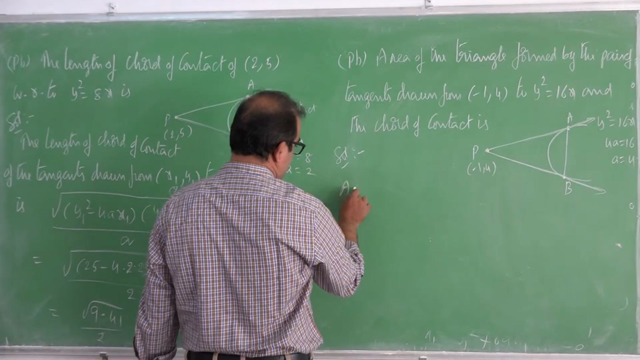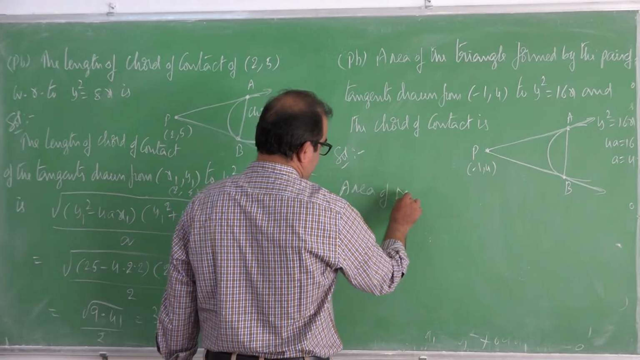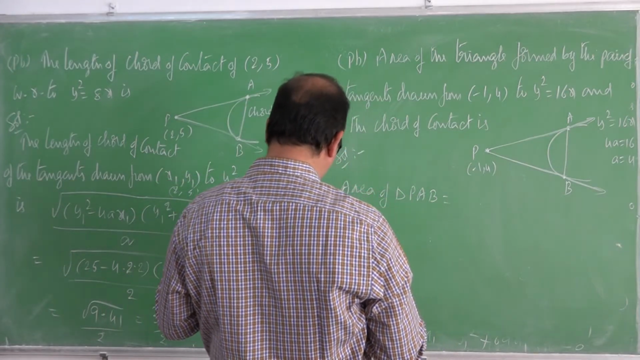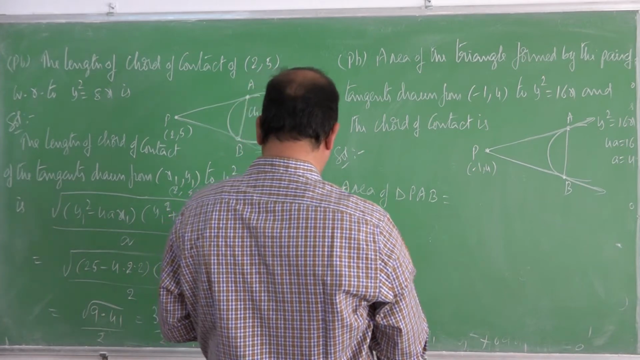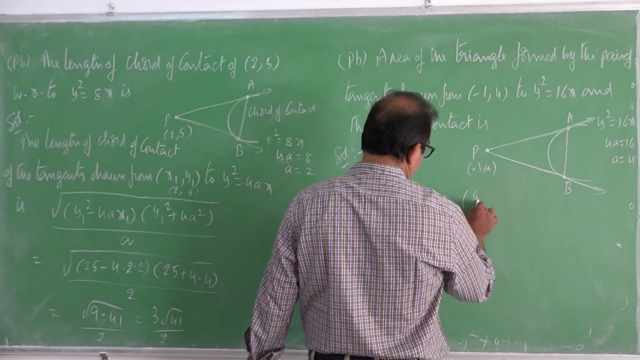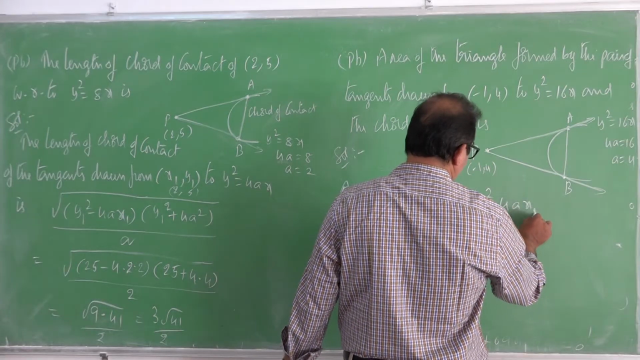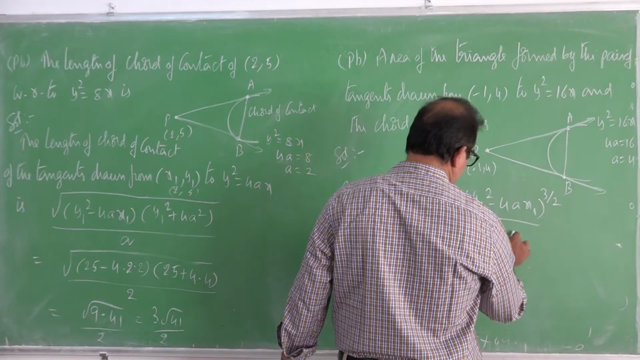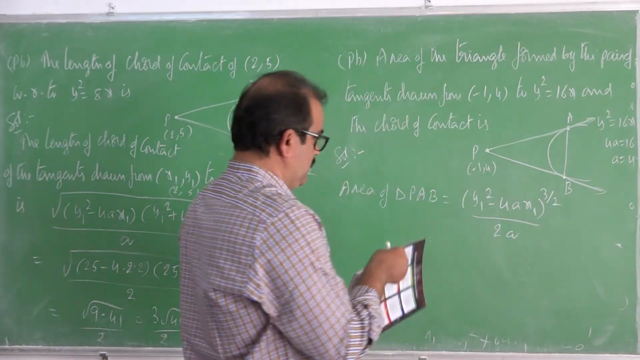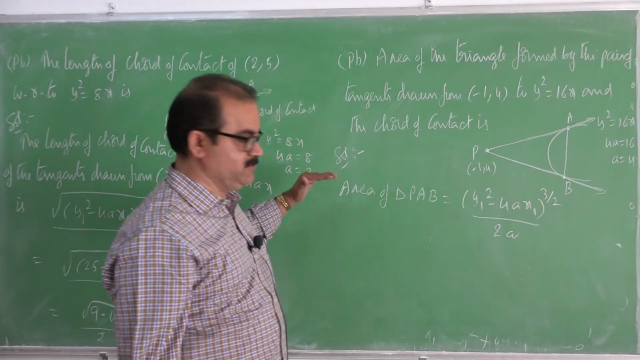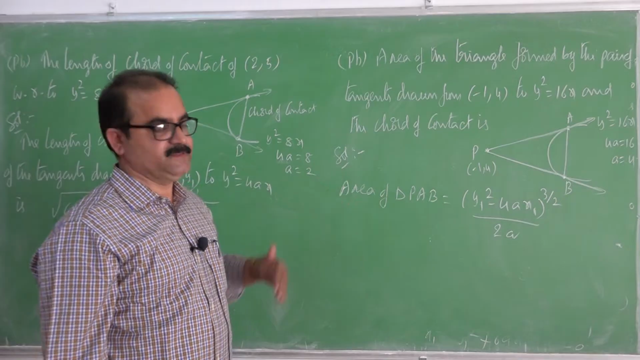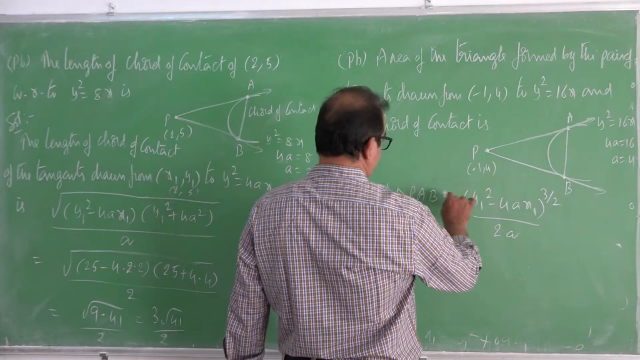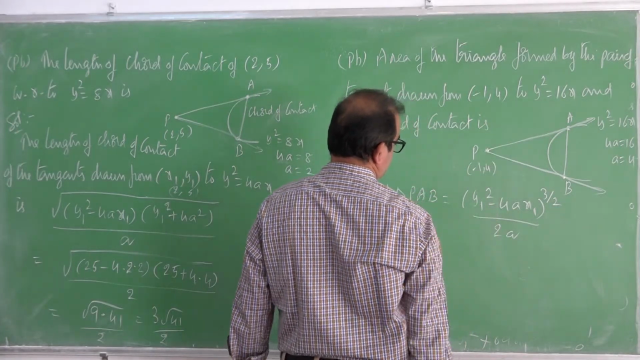Right, the area of the triangle PAB is equal to, there is one formula to find the area of the triangle. Write that formula: (y1 square minus 4ax1) whole power 3/2 by 2a. All the formulas are there in your material. First you read the formulas in the given synopsis. The area of triangle PAB is obtained from this formula.